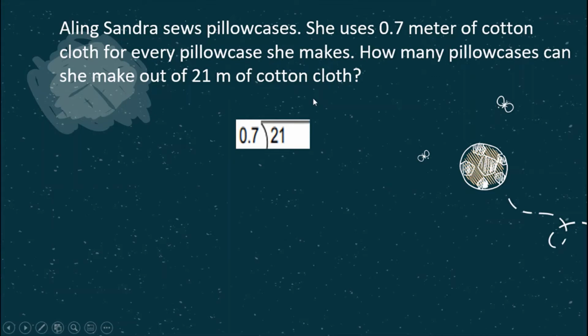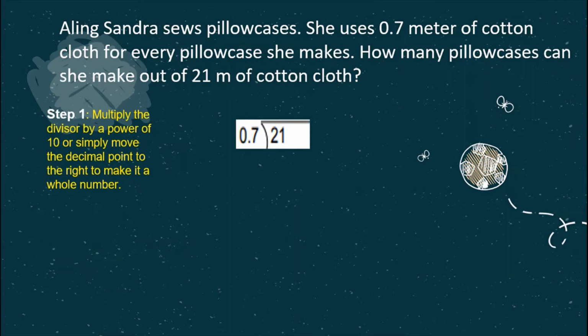Okay, remember our steps in dividing decimals. Step number 1, multiply the divisor by the power of 10, or simply move our decimal point to make it a whole number. So let's just move the decimal point of our divisor. Let's move this one to the right to make it a whole number. Always remember that we need to make our divisor a whole number.